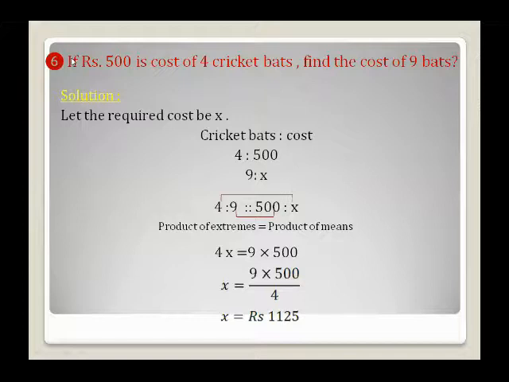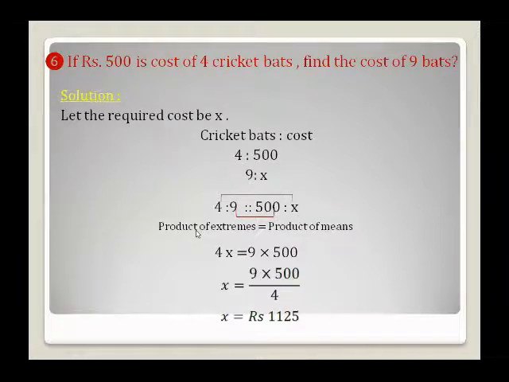Now in question number 6, here we have, if rupees 500 is the cost of 5 cricket bats, find the cost of 9 bats. Okay, here we find the cost. So here let the required cost be x. Here we have the cricket bats to the ratio cost. 4 cricket bats to the ratio 500, then 9 cricket bats to the ratio x, because here we find the value of x. Okay, here we write these ratios in the proportion form. So we write here 4 ratio 9 proportion 500 ratio x.